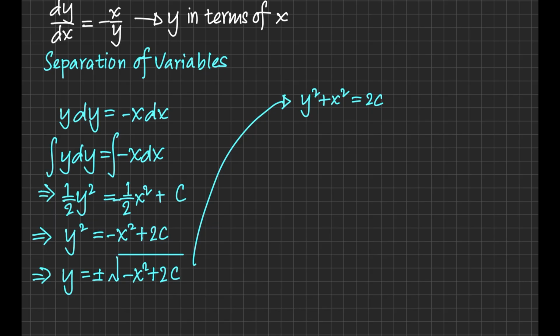So we finally have an equation which basically represents the equation of a circle, which we know that x squared plus y squared is equal to r squared. So we have r squared is equal to 2c. Since we have a constant c, it basically represents that we can have a family of circles of different radius.